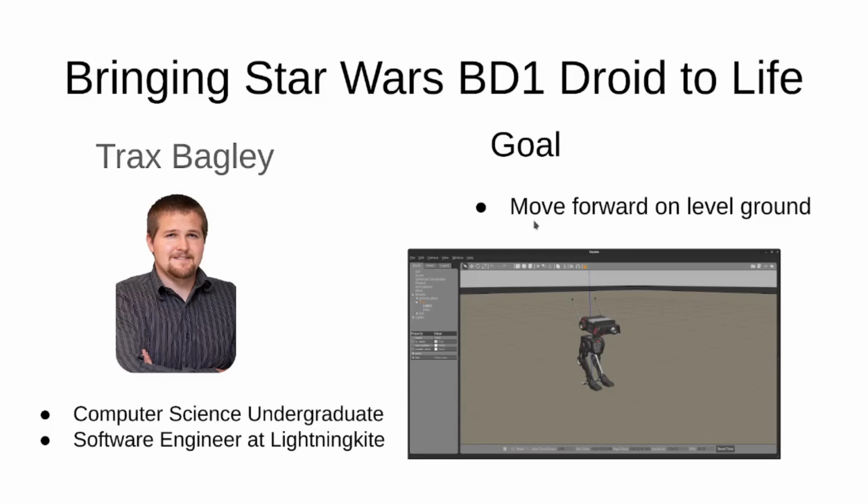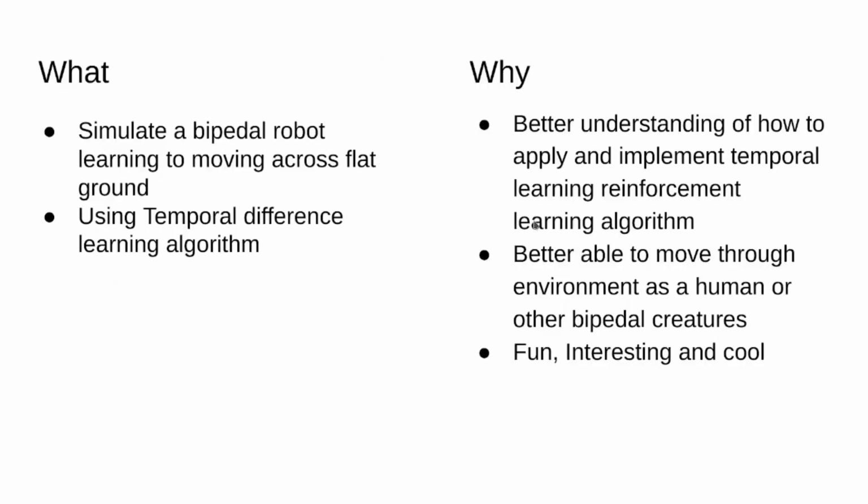I am a computer science undergraduate, and I also work as a software engineer at Lightning Kite. For this project, I am working on getting a bipedal robot to move across the ground. Not programming it directly, but using temporal difference learning so that it is able to gain feedback from the system and learn and adjust to the environment. I want to do this because I want to better understand how temporal difference learning works, especially in an actual application. It's also really cool to see robots move kind of like us.